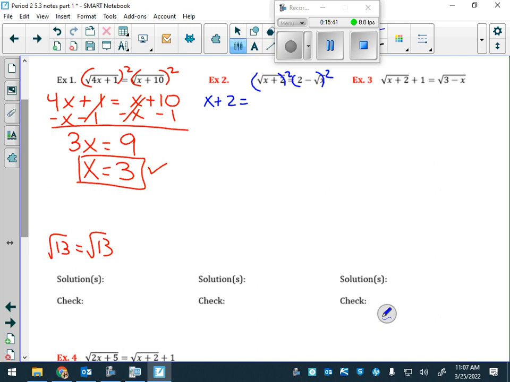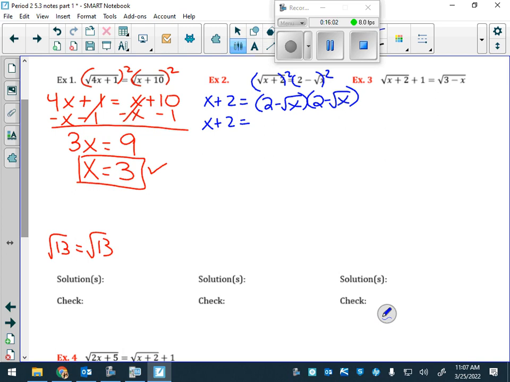Because these are together through subtraction, right? So we have a binomial where we have to expand out. We're not just squaring the 4, we're squaring the whole thing. Okay? Squaring the 2, I mean. So we have x plus 2. Now we're going to do FOIL.